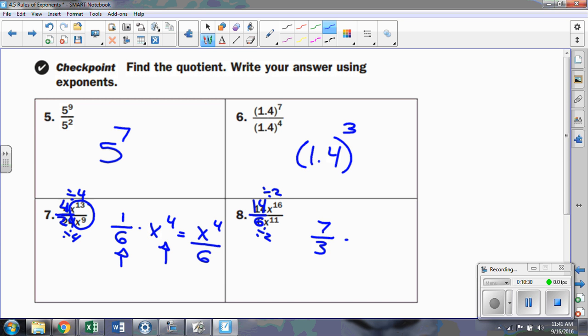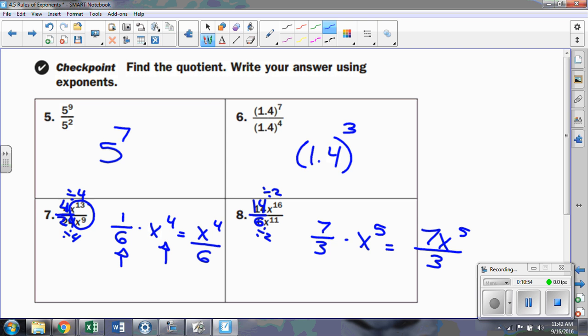Coming to the variable part, x to the 16th divided by x to the 11th. 16 subtract 11 is 5. And so if we put those two together, we've got 7x to the 5th over 3. And we're done.